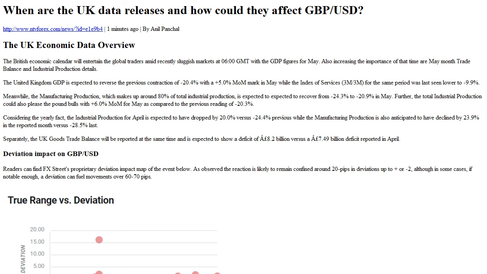Keynotes. GBP USD forecast: pound weakens despite limited USD demand. GBP USD price analysis: 200 HMA probes break of 2-week-old trend line under 1.2600.